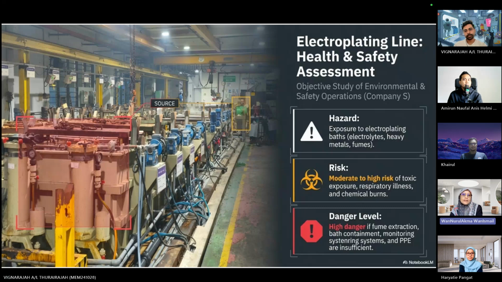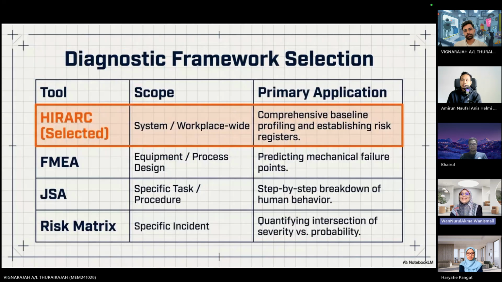So these are some example photos that we took. We will follow the hazard and high risk for the assessment and propose preventive action later. Okay, so I pass to the next presenter. Thank you Nurul and Khairul for the introduction.